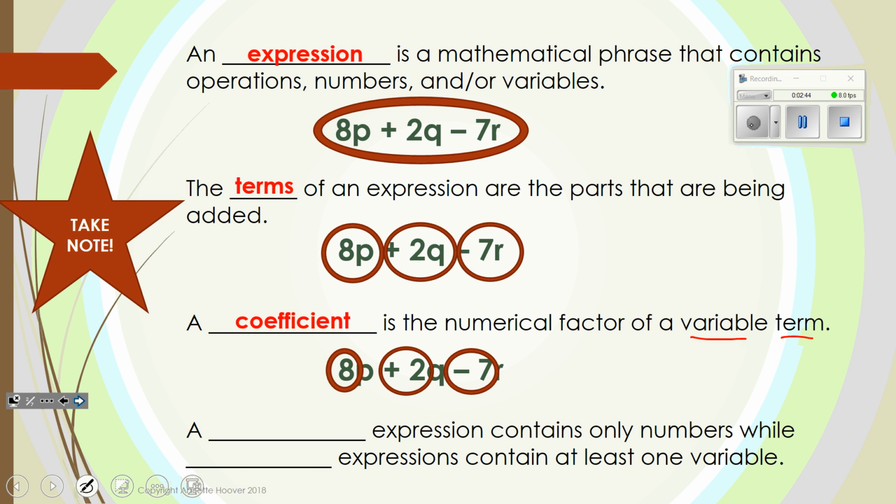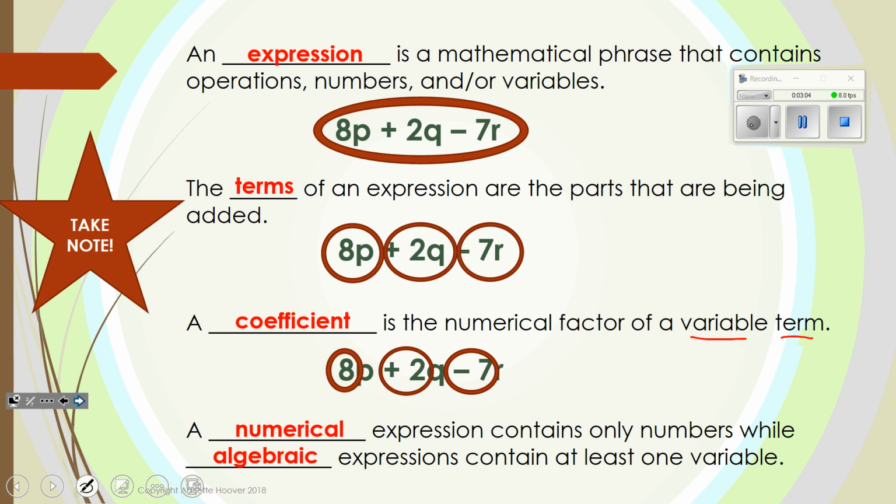And the last one, a numerical expression contains only numbers, and an algebraic expression contains at least one variable. But they're both expressions. Okay, so now we're going to be looking at algebraic expressions and determining the terms and the coefficients of each.